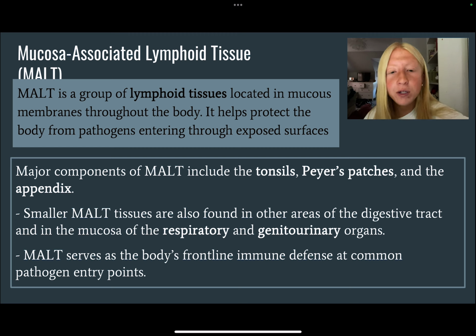Major components of MALT include the tonsils, Peyer's patches, and the appendix. Smaller MALT tissues are also found in other areas of the digestive tract and in the mucosa of the respiratory and genitourinary organs. MALT serves as the body's frontline immune defense at common pathogen entry points.